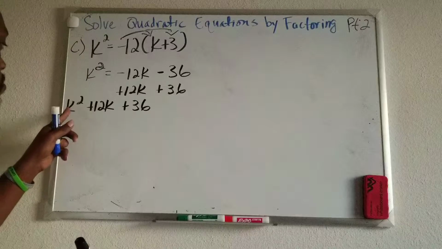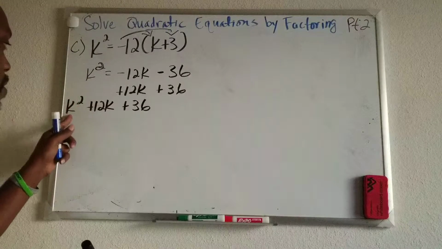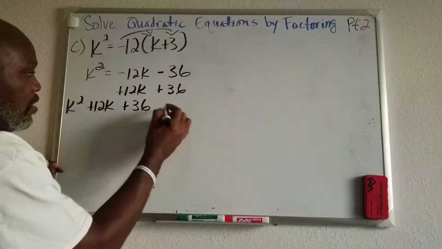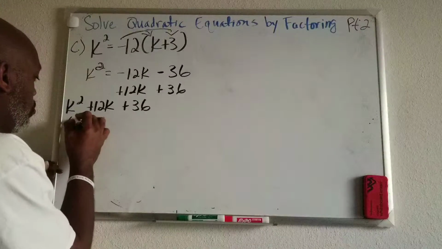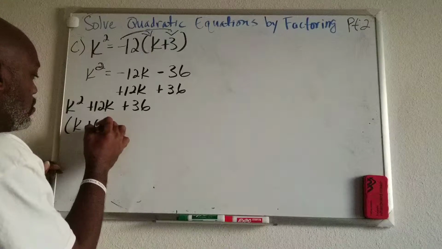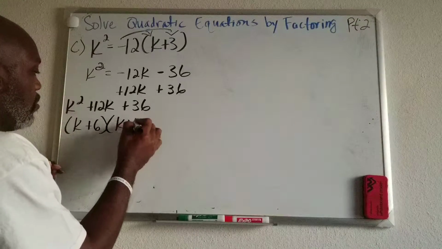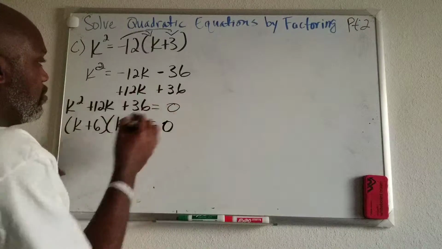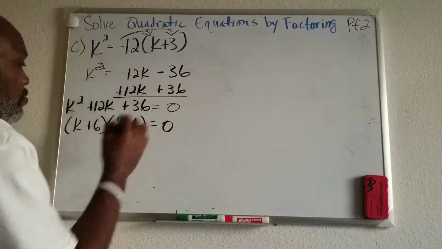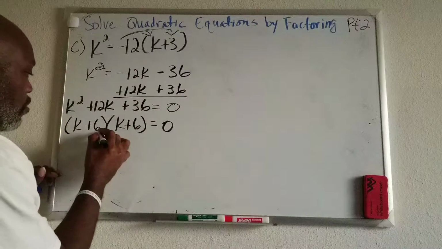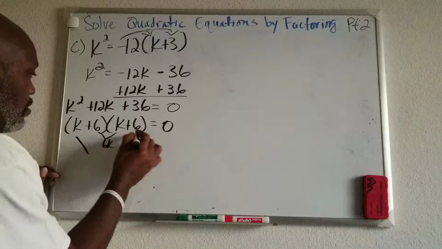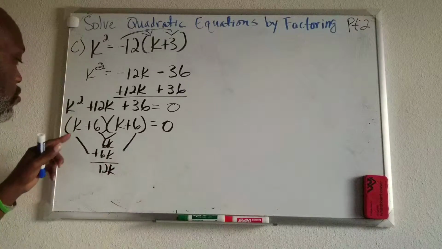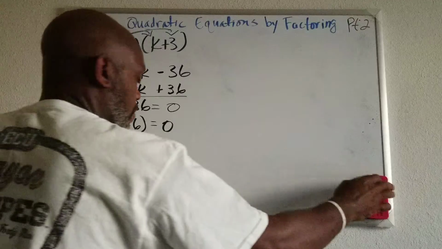Now, as you can see, this side is squared. K to the second power is squared, and 36 is also squared. So we're going to try to see if we can use k plus 6, k plus 6 equals 0. That's what we're going to do. Sorry, I forgot to put the 0 there. Okay, because that's what this equals. And so here's 6k, and this is 6k. Add those together to give me 12k. So yes, these will work.